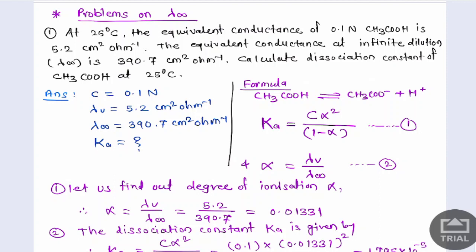Today we will discuss the problems on equivalent conductance at infinite dilution. So let us discuss the first problem.